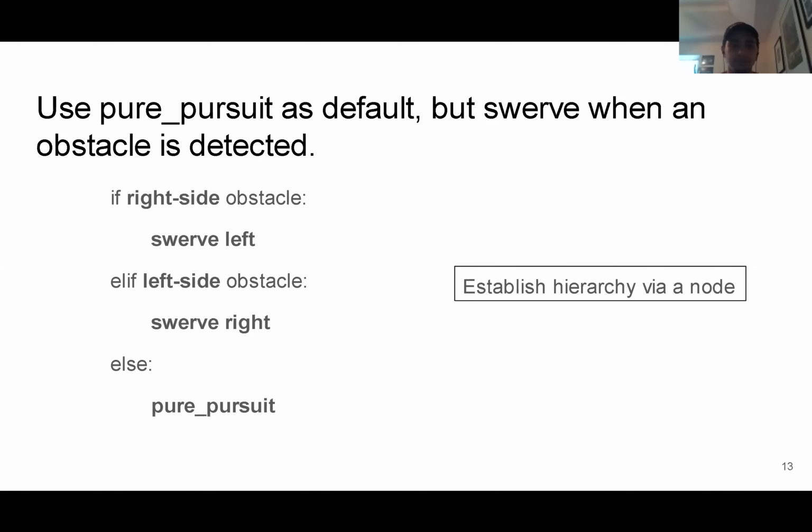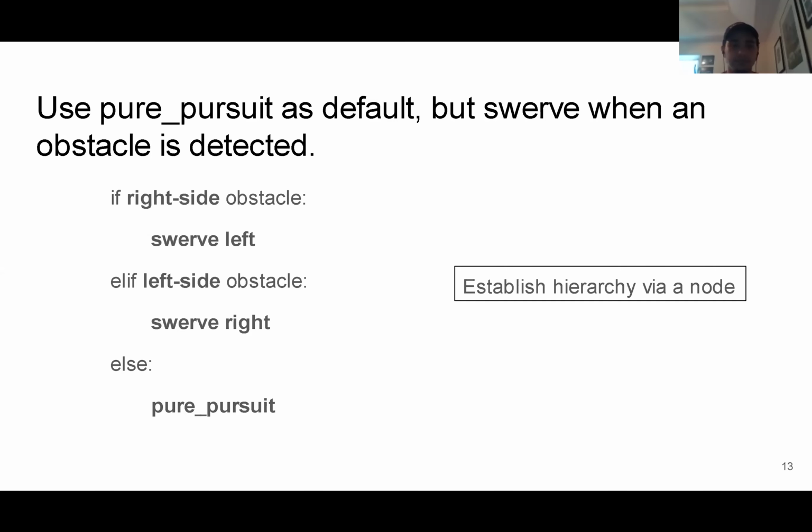Thanks, Guanwei. So yeah, we'll move on to obstacle avoidance now. At a high level, we used Pure Pursuit as our default controller, but swerved when we encountered an obstacle. On the left, you can see some pseudocode demonstrating this process. If the car recognizes a right side obstacle, it swerves left, and vice versa. If no obstacle is detected, it follows the original trajectory using Pure Pursuit.